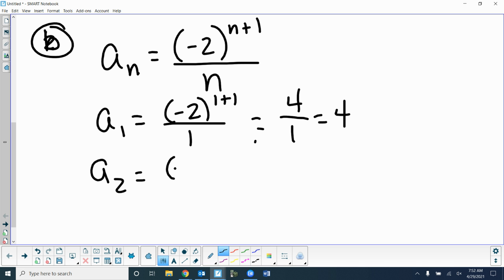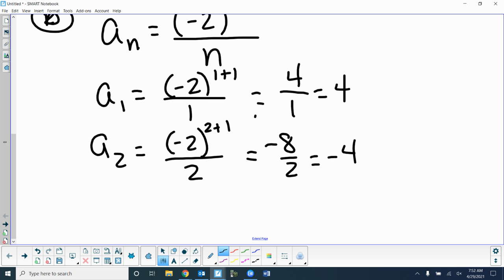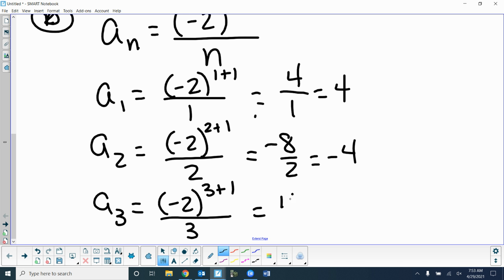For the second term, it would be 2 plus 1, 3. So negative 2 to the third is negative 8 divided by 2. So that one's negative 4. Okay. Third term, 3 plus 1. And 3 plus 1 is 4, so negative 2 to the fourth is a positive 16. And you can just leave it like that. If you put 5.3 repeating, that's okay.